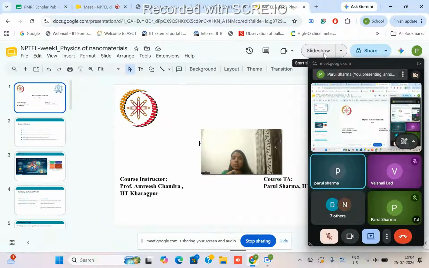Now, how are the optical properties getting better in the case of nanomaterials? So, when we talk about the surface properties, there is one physical phenomenon that happens at a surface level, that is LSPR. What is LSPR? LSPR is localized surface plasmon resonance.